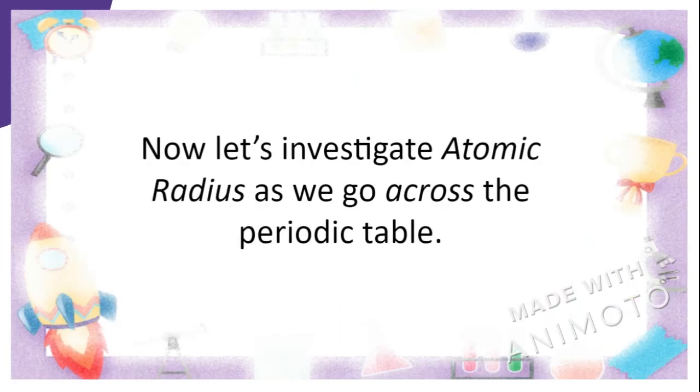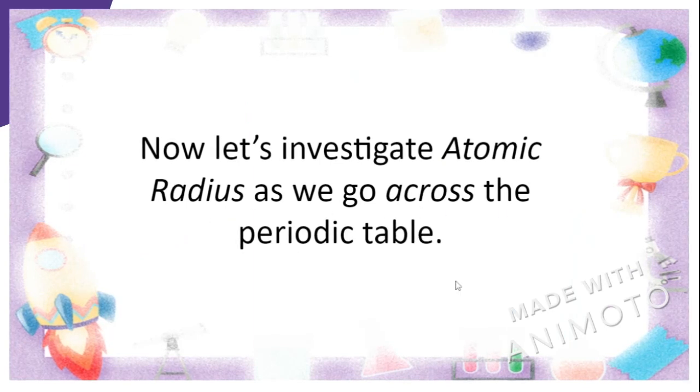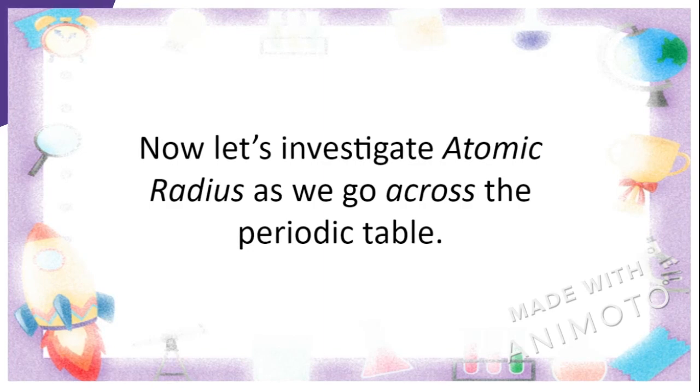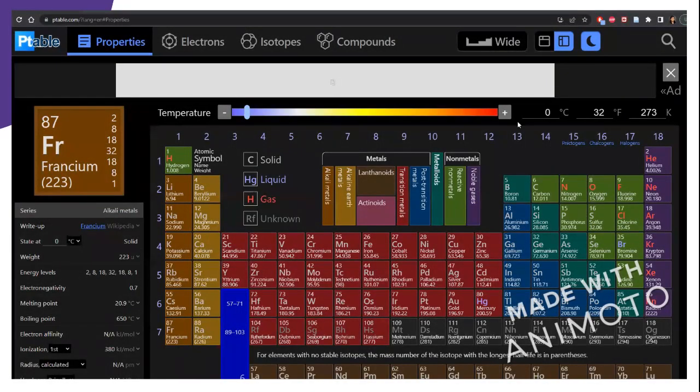All right, now let's investigate atomic radius as we go across the periodic table. How will this compare to going down the periodic table? Now I'm going to model the second row of the periodic table using Bohr-Rutherford diagrams. Note we start with lithium and we're going to go all the way across to fluorine.